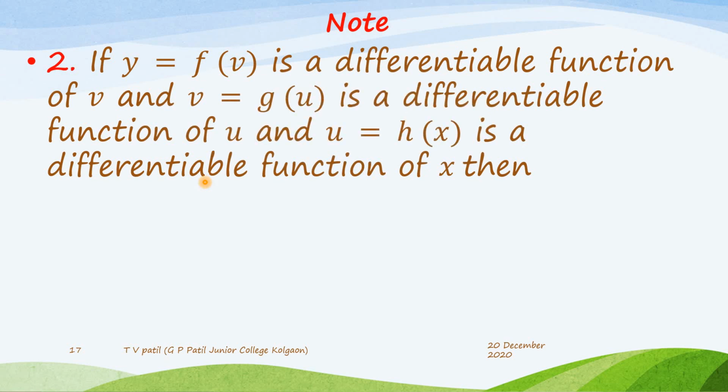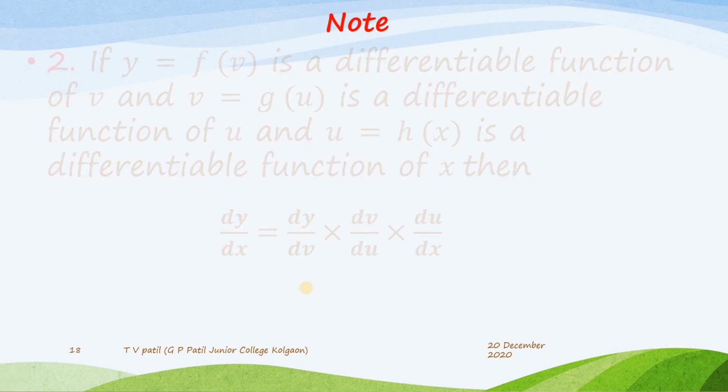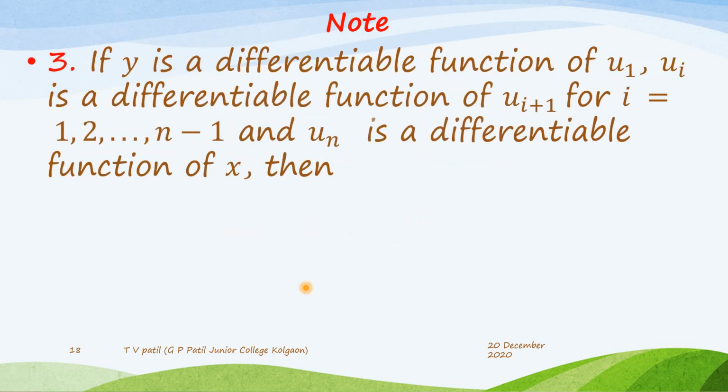And now this is the chain rule in तीन function साठी, y is in terms of v, v in terms of u, and u in terms of x, is a differentiable function of x. Then what is the derivative of y with respect to x? काय येईल मग तो? dy by dx is equal to dy by dv cross with dv by du into du by dx. This is the derivative of chain rule for three functions and so on.